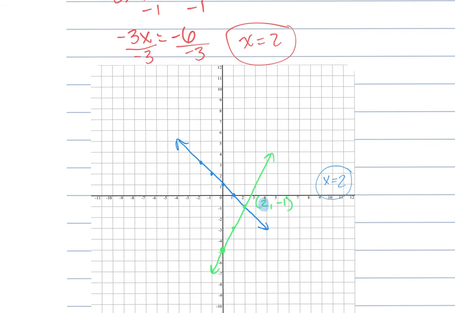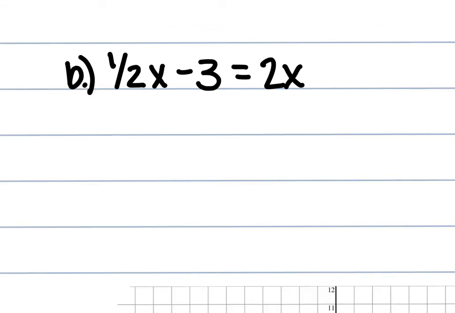So let's check out this one. All right, let's write one equation for the one on the left. So it's going to be y equals 1 over 2x minus 3. Agreed? And my other equation would be y equals 2x.